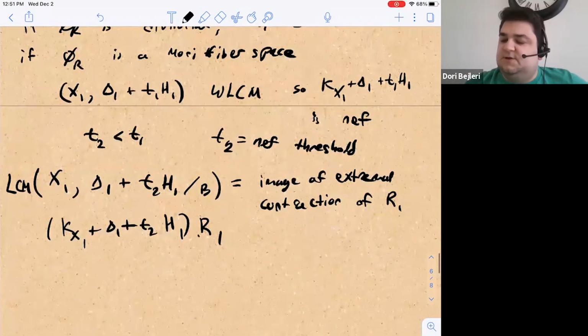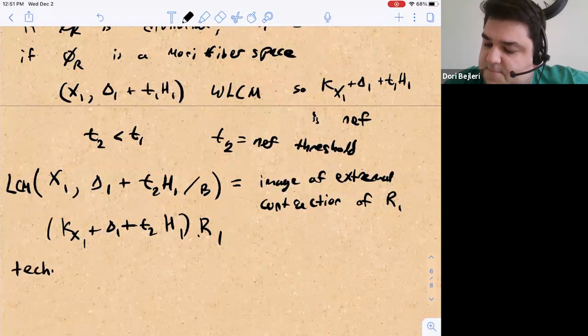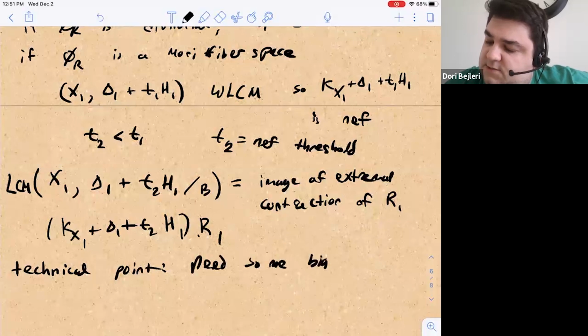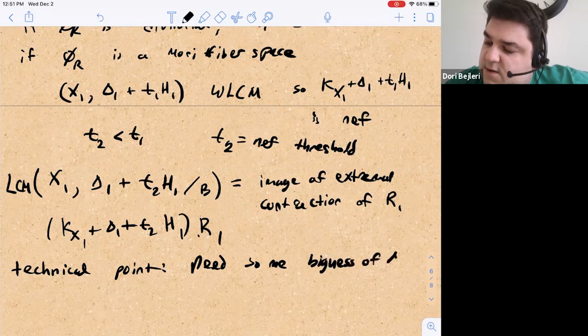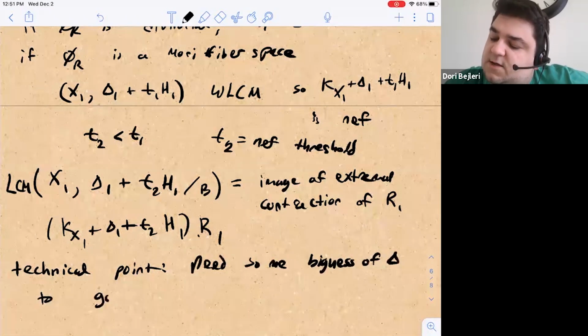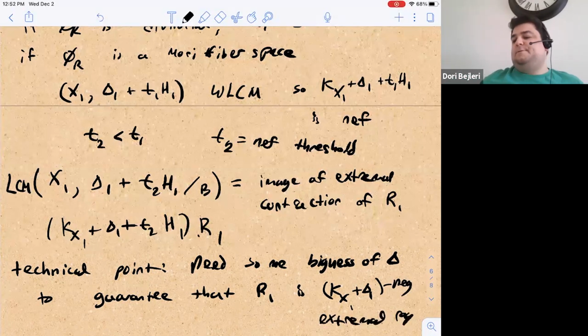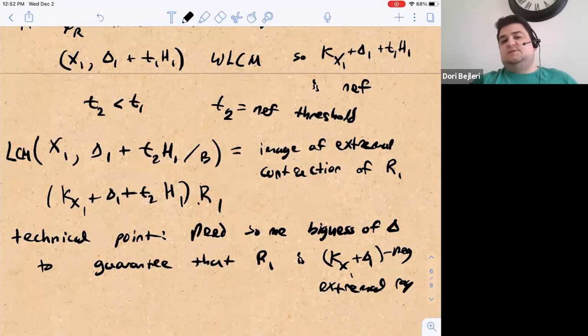And so there's kind of a technical piece, which is that we need some bigness of delta to guarantee that R1 is a K_X1 plus delta 1 negative extremal ray.